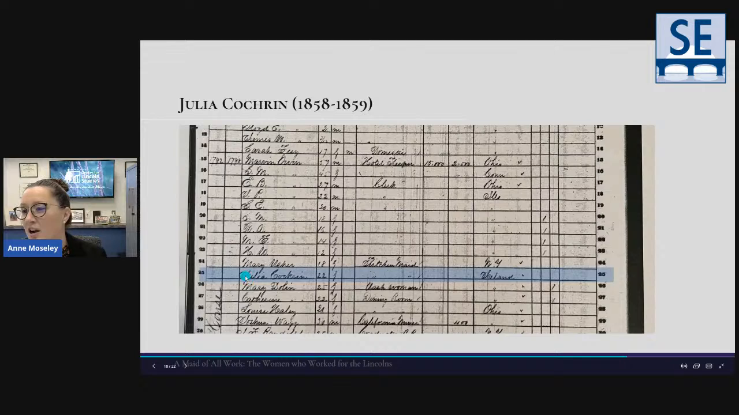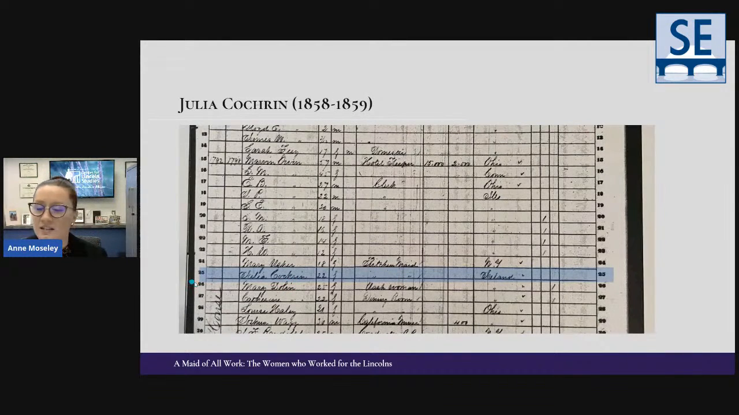You have Julia Conklin, who is another Irish domestic who shows up in the record, who is a maid for the Lincolns. But as you can see here, she is not in the Lincoln home. She has her own residence. We find a lot of maids during this time decided to live on their own. And what's interesting about Julia is her family kept very detailed records and wrote down their family stories and kept them within a journal. And so you're able to read more about her through that.